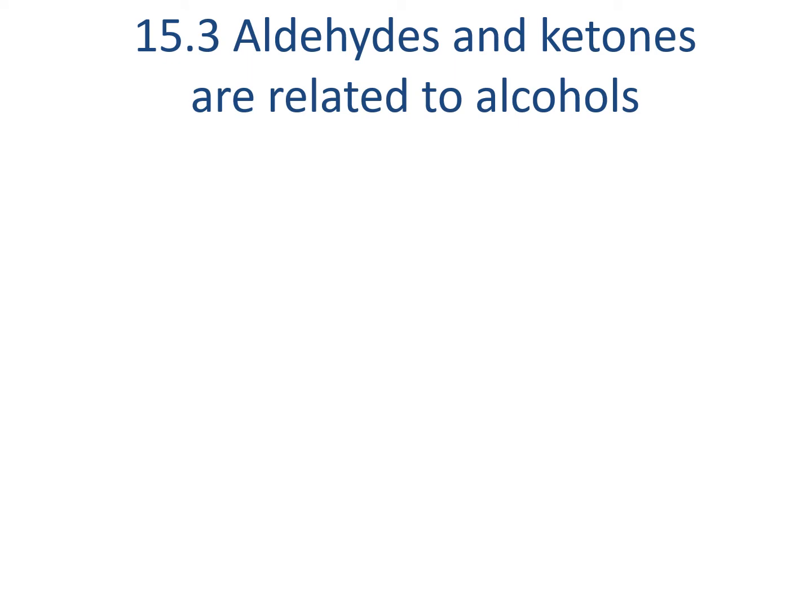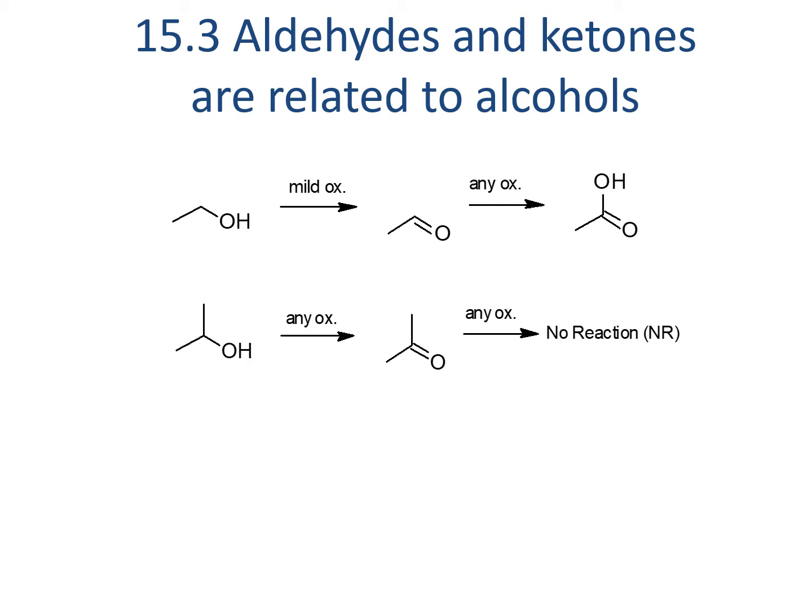We've already seen aldehydes and ketones before. Aldehydes can be produced by the oxidation of primary alcohols, we see that in the middle of this reaction sequence, and ketones can be produced by oxidations of secondary alcohols.